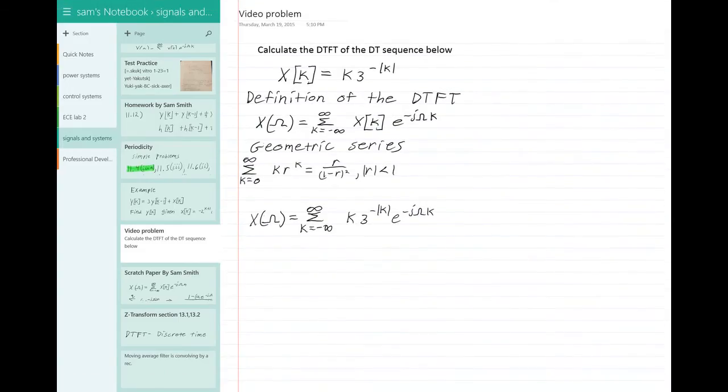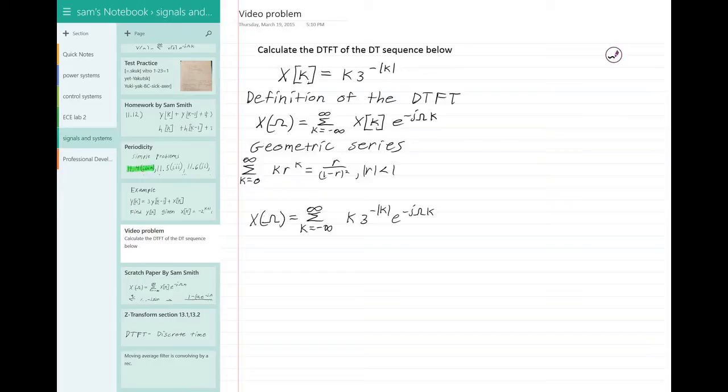Alright, so today I'll be calculating the DTFT of the function we have right there, x of k equals k times 3 raised to the negative absolute value of k. So I have written the definition of the DTFT, which is X of omega equals the summation from negative infinity to infinity of our function x of k times e to the negative j omega k.